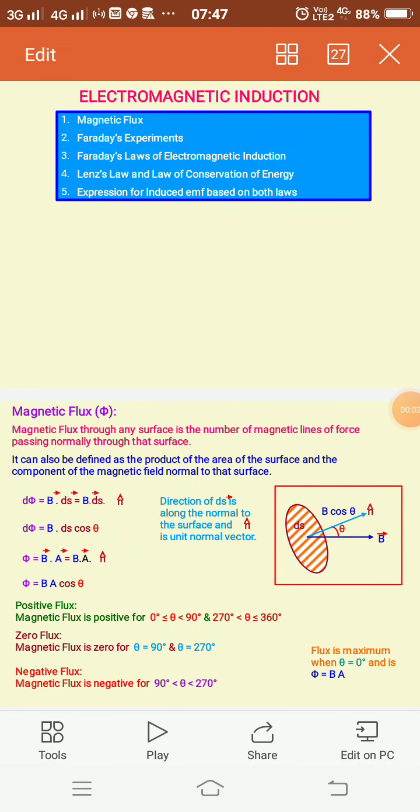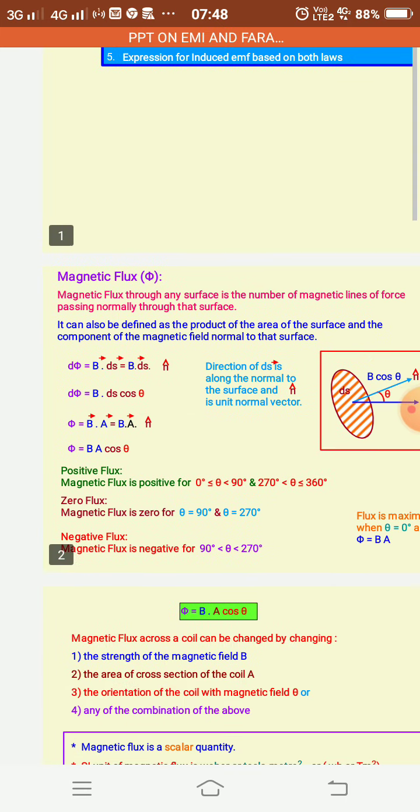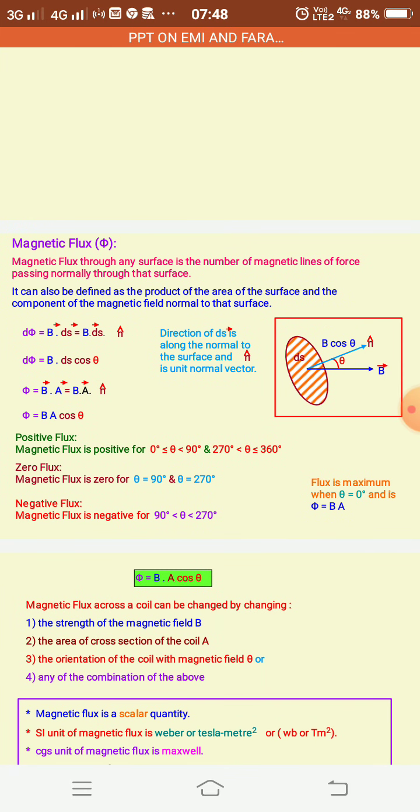Electromagnetic induction. The topics covered will be magnetic flux, Faraday's experiments, Faraday's laws of electromagnetic induction, Lenz's law and law of conservation of energy, and the expression for induced EMF based on both laws. So, first we will discuss magnetic flux.